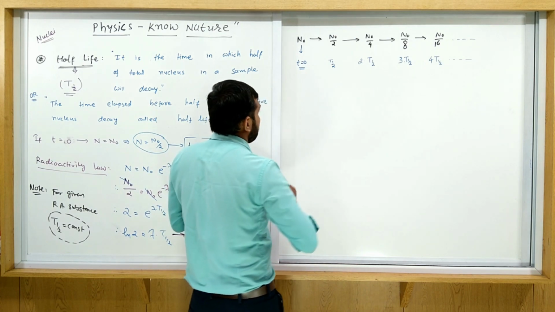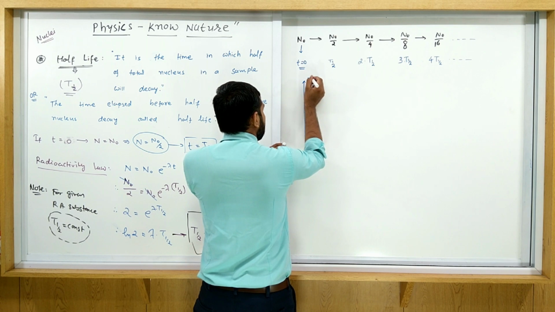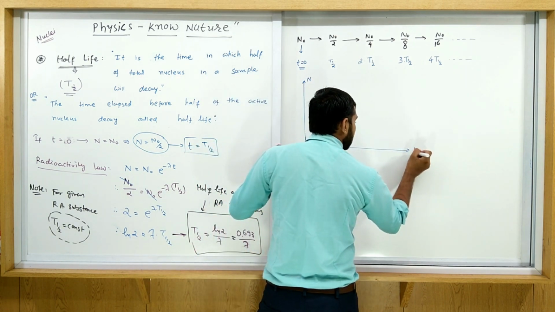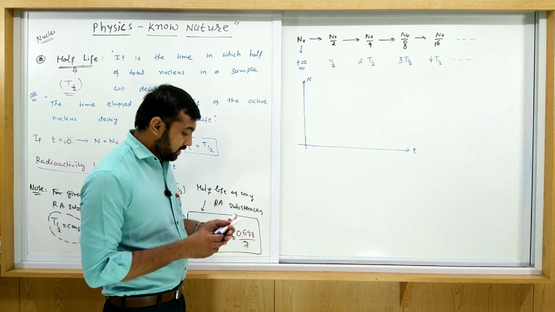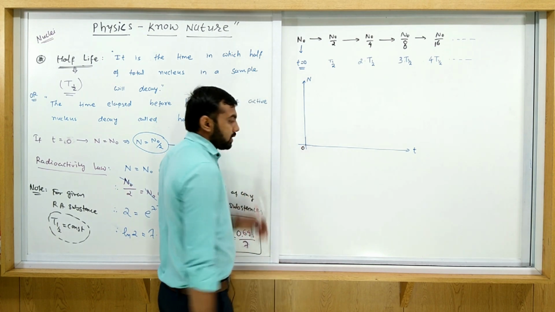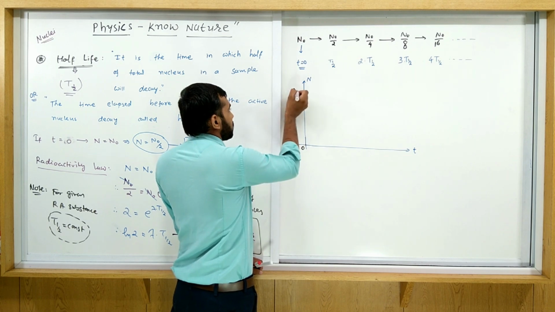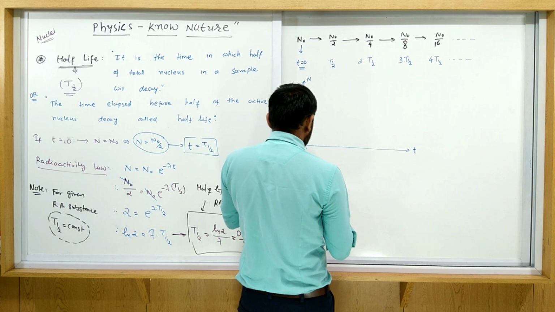Let's draw the graph of this one. If you consider N on this side and time on this side, you just need to understand this graph. When t is equal to 0, the number of nuclei is maximum. How many is this? N0. Now, what is the relation between N and t?